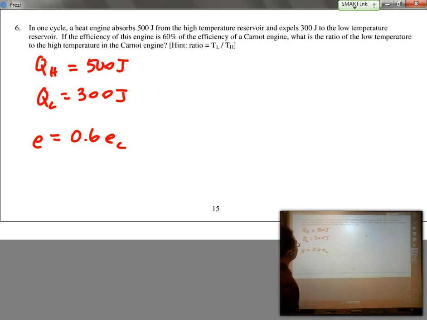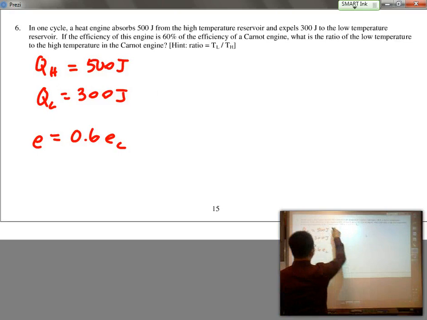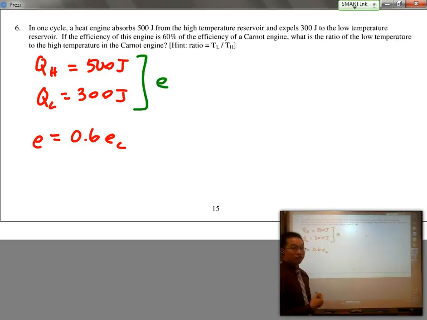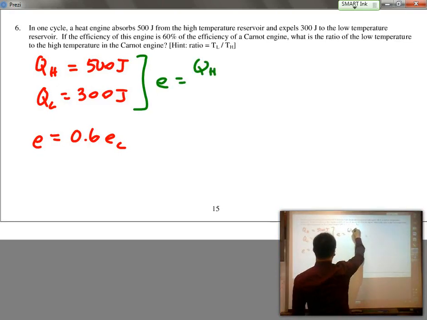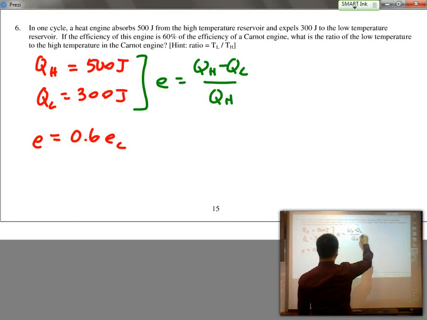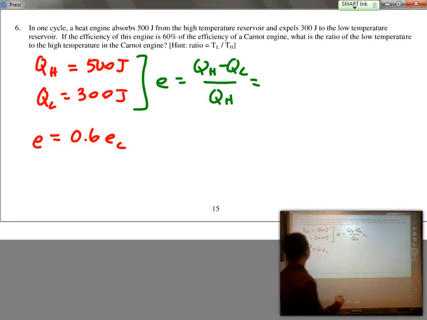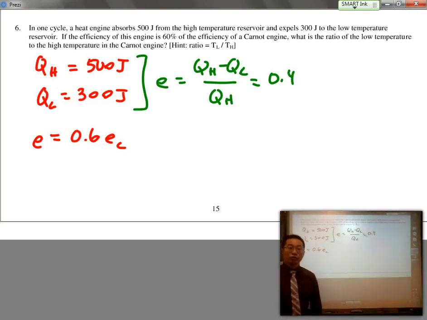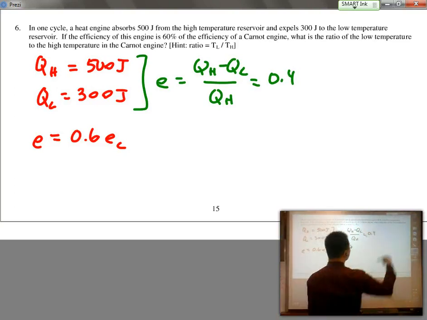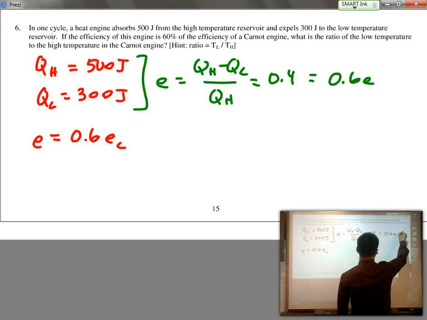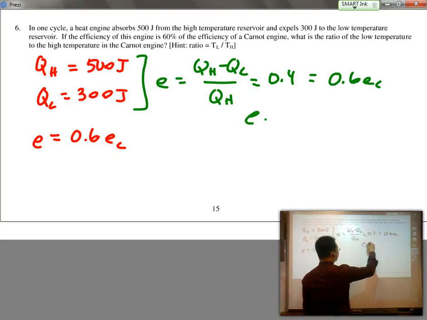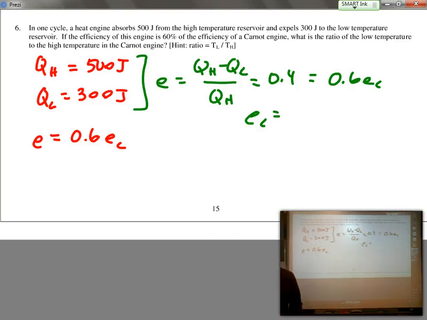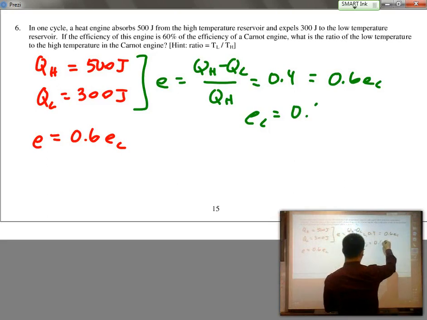Okay. So, from this information here, I can immediately determine the actual efficiency of the engine to be QH minus QC over QH, which is equal to 0.4. But they said that this is equal to 60% of the Carnot efficiency. So that means this is equal to 0.6 EC. So the actual Carnot efficiency itself, right, the maximum possible efficiency, would be equal to 0.67.